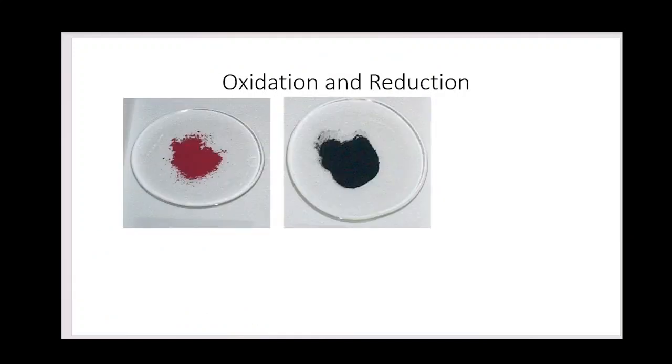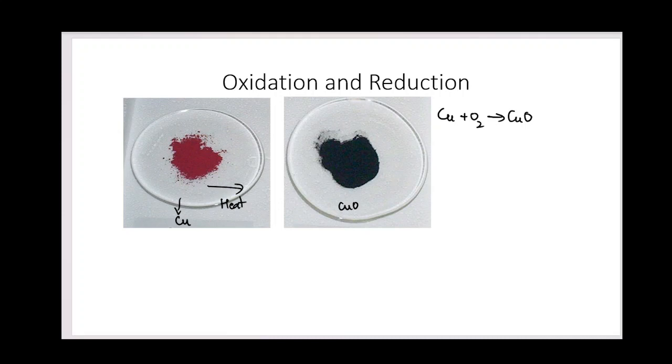Next we'll go to another type, that is oxidation and reduction. Now, see here, there is a brown powder, that is copper. Okay, when it is heated we get a black powder, that is copper oxide. So when copper is heated we get copper oxide. Now here you can see the two names, oxidation and reduction. Now what is oxidation and what is reduction?